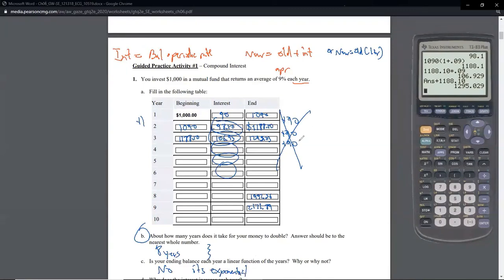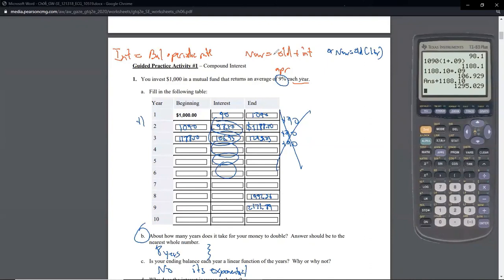Constant percent change. We are constantly changing at the same percent every year. We're gaining 9% more every year. But because every year we have more, 9% of more is more, and then you get even more, and 9% of even more is even more. And I know that might sound silly, but it's true.